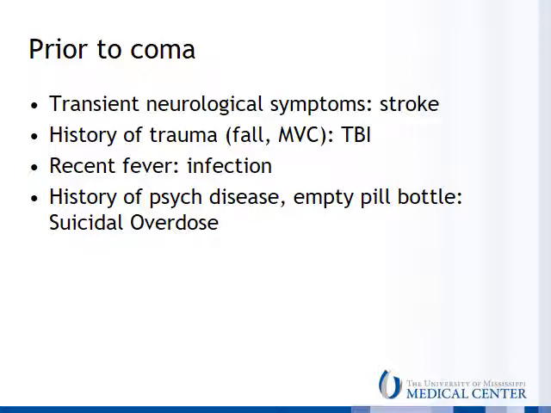It is also very important to know any symptoms prior to the coma. If a patient has transient neurological symptoms like facial droop, balance issues, hemiparesis, sensory changes before coma, it can point towards stroke, whereas a history of trauma like a fall or motor vehicle accident points towards traumatic brain injury. Recent fever points towards infection. If a person has a history of psychiatric disease and was found near empty pill bottles, it can point towards suicidal overdose. Kids in the house can reach the pill bottles and can have an accidental drug overdose.